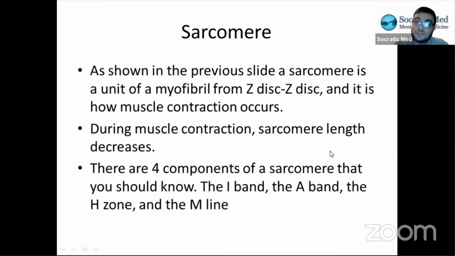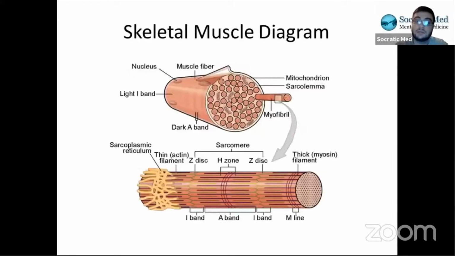So as shown in the previous slide, a sarcomere is a unit of a myofibril from Z disc to Z disc. It's how a muscle contraction occurs. During muscle contraction, sarcomere length decreases. So when muscles contract, the myofibril contracts, and specifically the sarcomere itself gets shorter, right? Gets contracted.